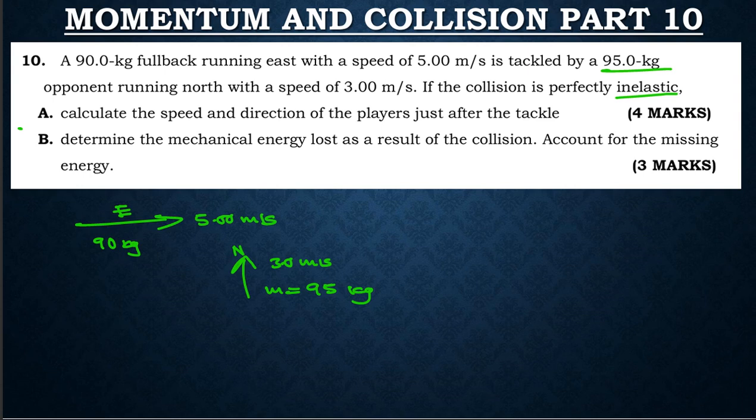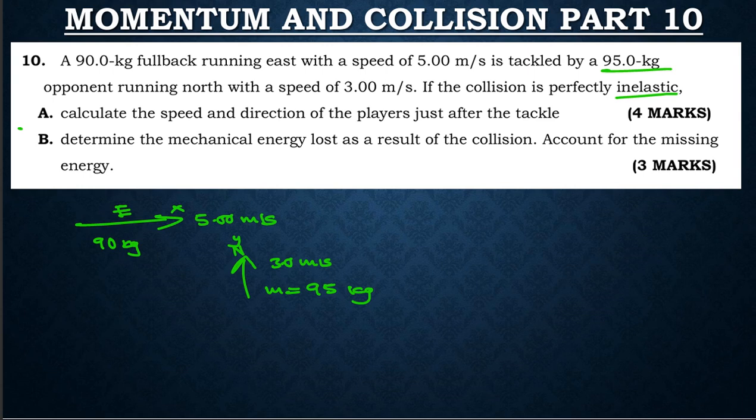So with this information, if the collision is perfectly inelastic, meaning these two objects are stuck together in the collision, what you need to understand is that these two are in different directions. The one is going north, which is in the y direction. The one is going east, which is in the x direction.